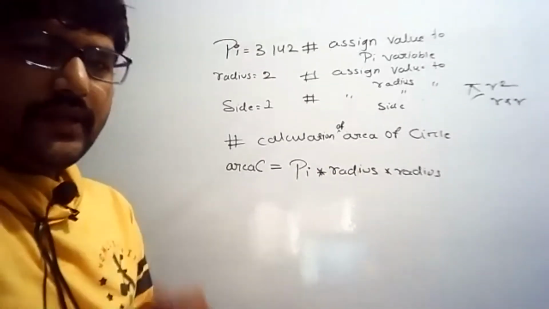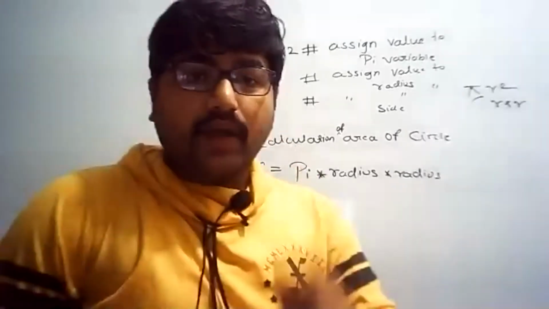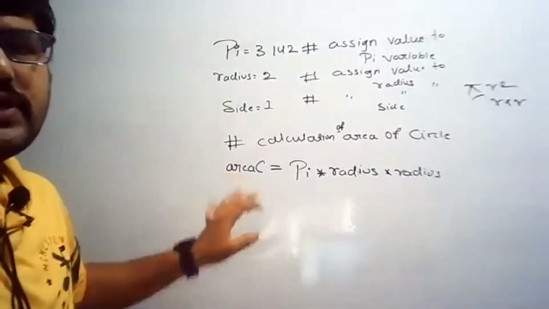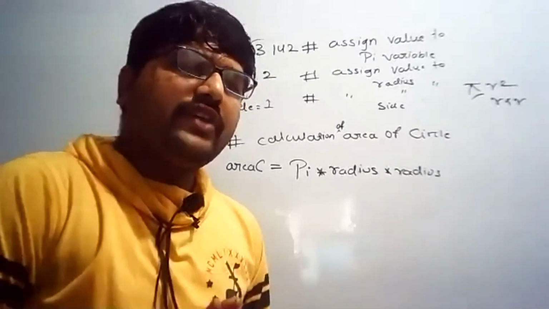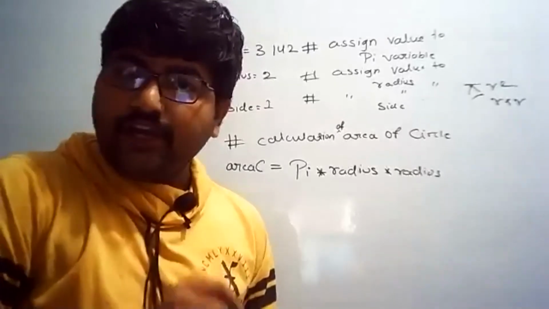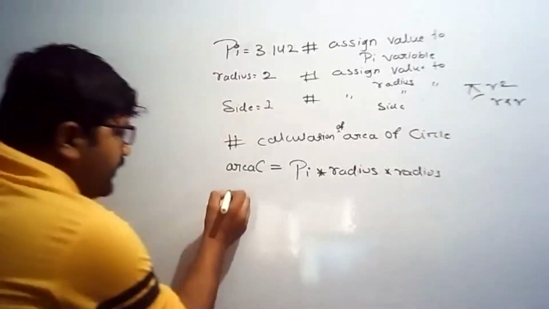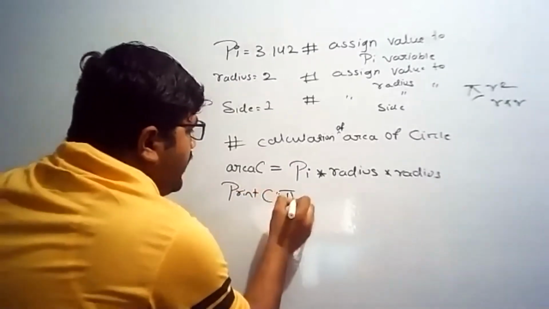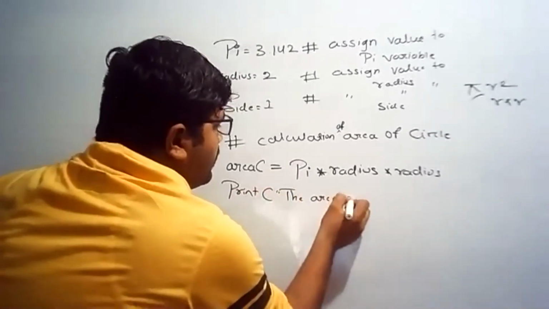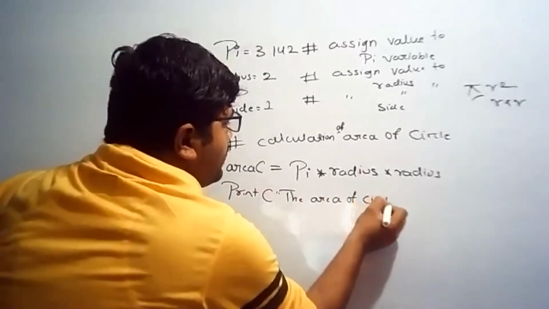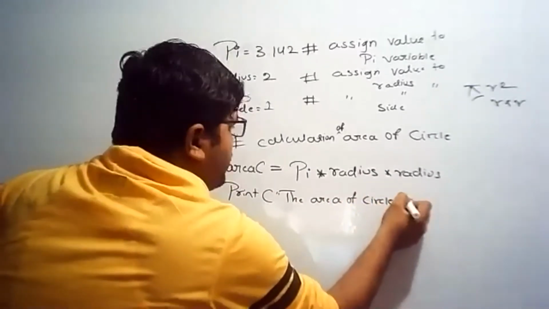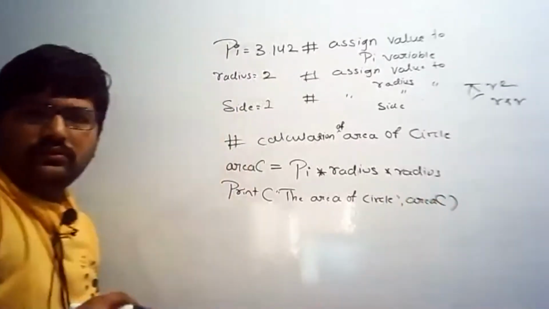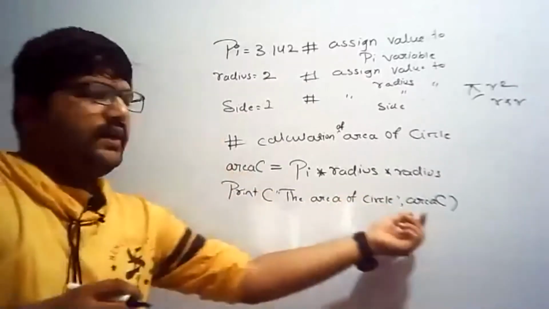After this, I have completed the first part, that is calculation. After calculating, I will get area of circle. Sir, I want to print the value of area of circle. Yes, of course you can print after calculating. That is, print the area of circle. I have put this variable here.